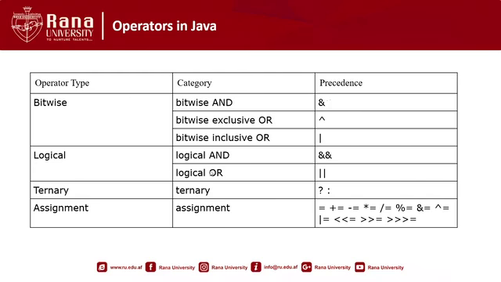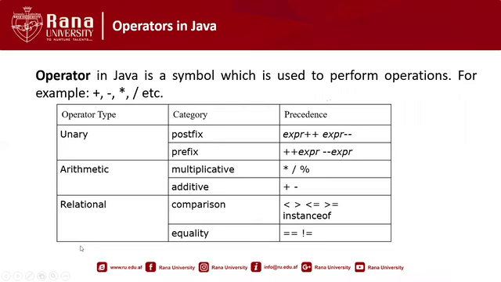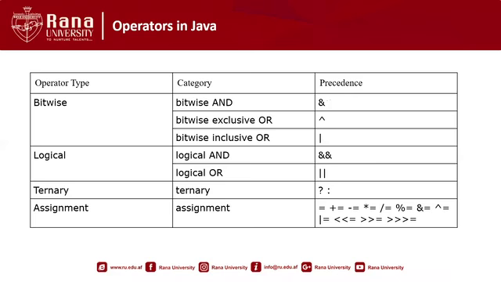Also, we have the assignment operator as well. If you want to assign one value to another, if you want to assign a value to a variable, we use the assignment operator. But keep in mind that the assignment operator is completely different from equality. In equality, we just want to compare two values. In the assignment operator, you want to assign a value.